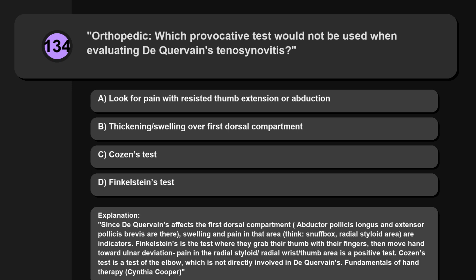Since de Quervain's affects the first dorsal compartment, where the abductor pollicis longus and extensor pollicis brevis are, swelling and pain in that area, think snuffbox and radial styloid area, are indicators. Finkelstein's is the test where they grab their thumb with their fingers, then move the hand toward ulnar deviation. Pain in the radial styloid, radial wrist or thumb area is a positive test. Cozen's test is a test of the elbow, which is not directly involved in de Quervain's. Fundamentals of Hand Therapy, Cynthia Cooper.